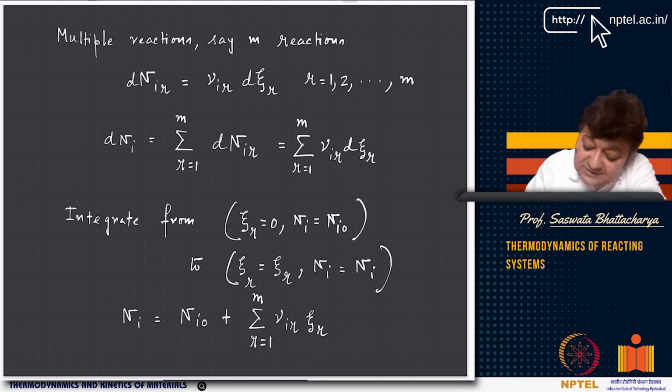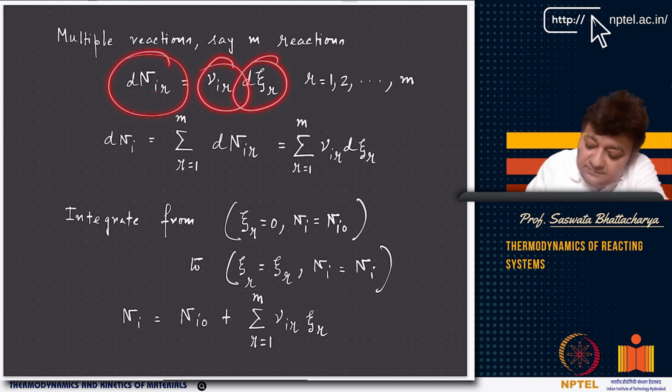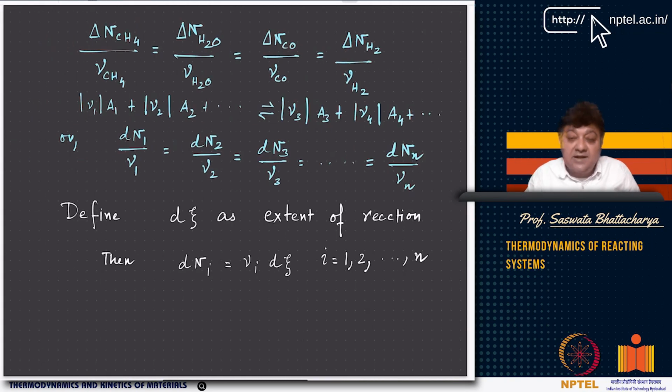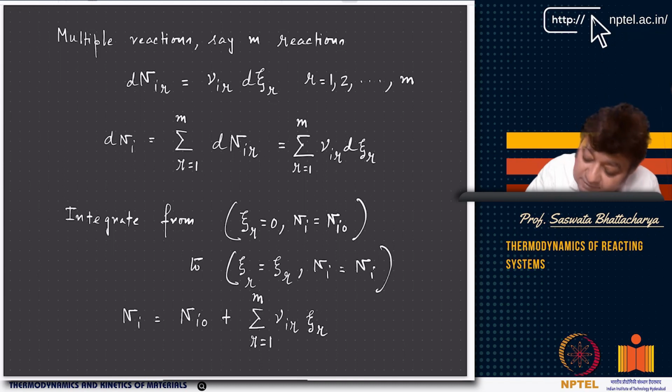Now, if you have multiple reactions, say m reactions, then you can write dn_ir, where r is the index for the reactions and i is the index for the species. So you have dn_ir equals nu_ir d psi_r. This psi r is the extent of the reaction, or the degree of the reaction r. This is for the reaction r.